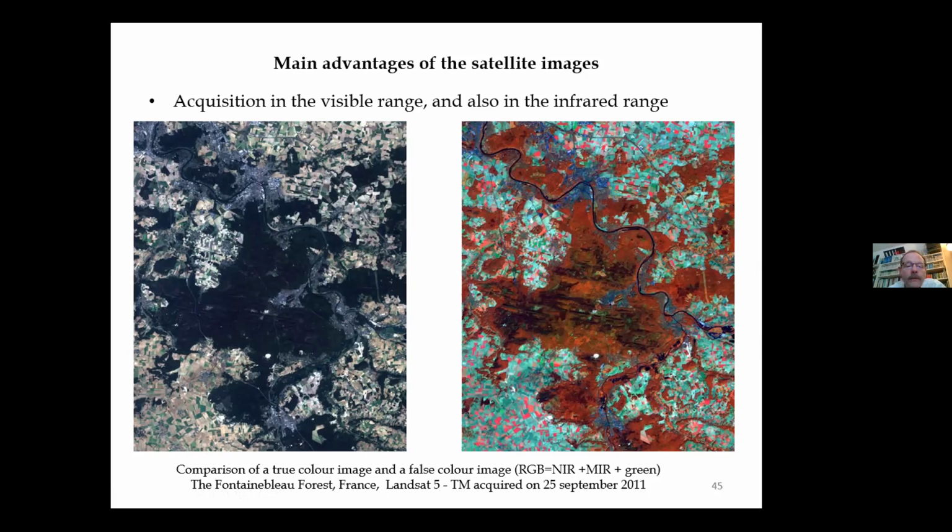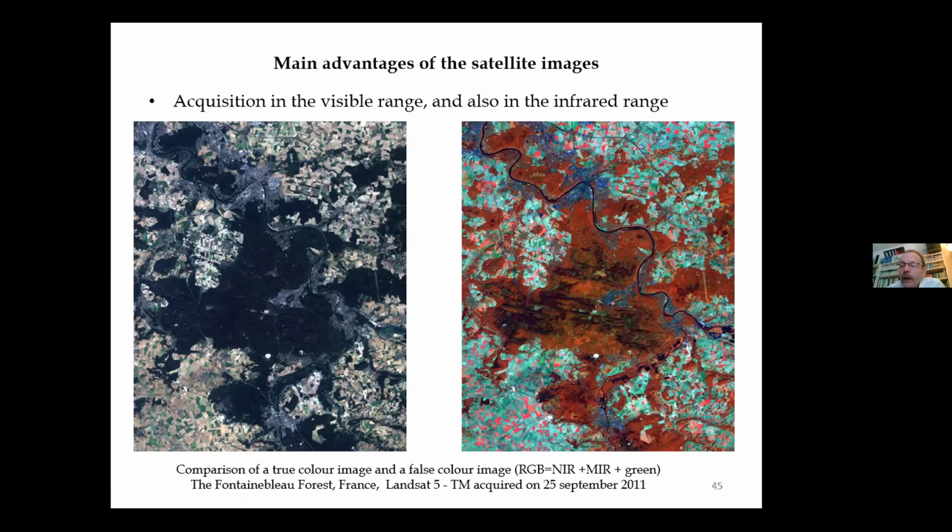And when vegetation is under investigation, mid-infrared and near-infrared could be combined, because you can discriminate between relatively low reflectance. In this case, it's a forest in France.